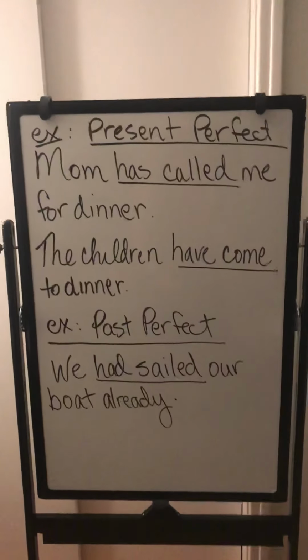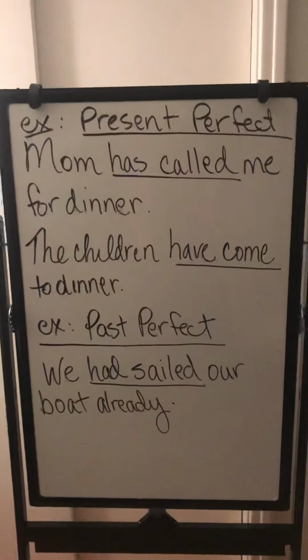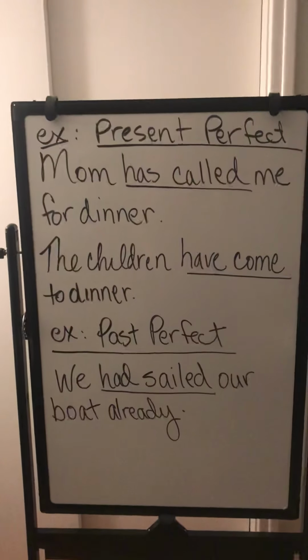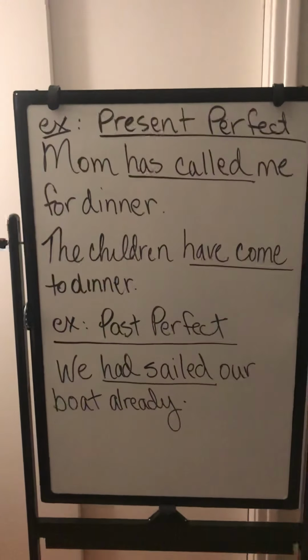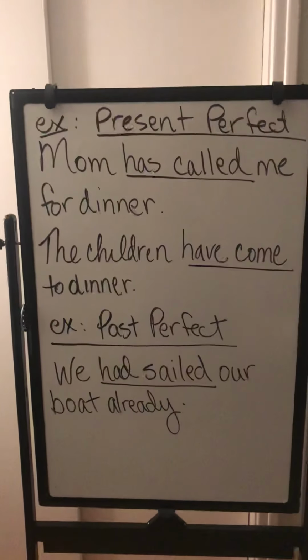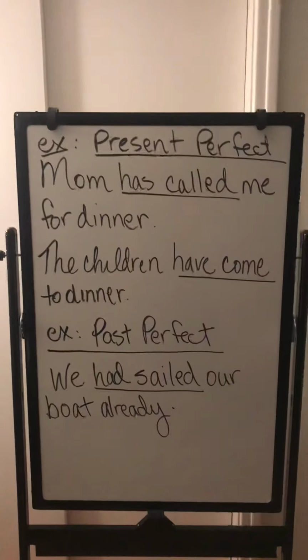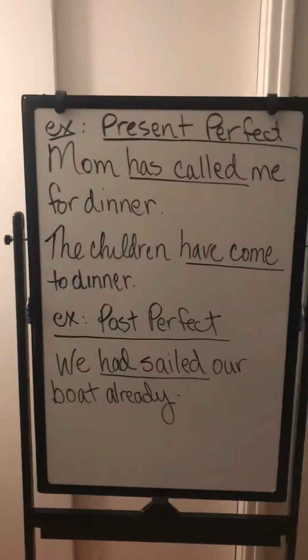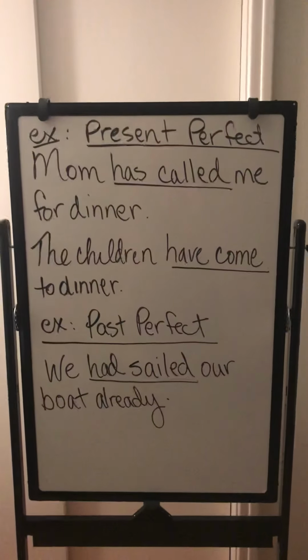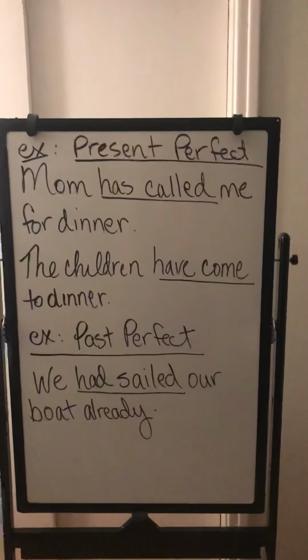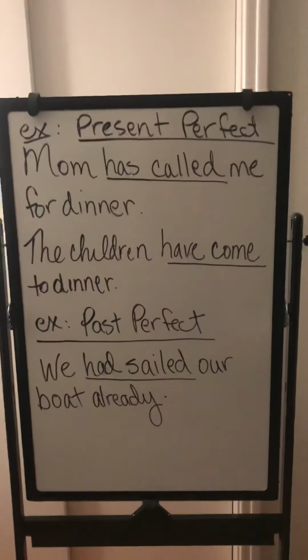The next example is the past perfect, an example of the past perfect tense. We had sailed our boat already. Notice that the have becomes had, which is past, and sailed is the past participle, which ends in ed. So we had sailed our boat already.